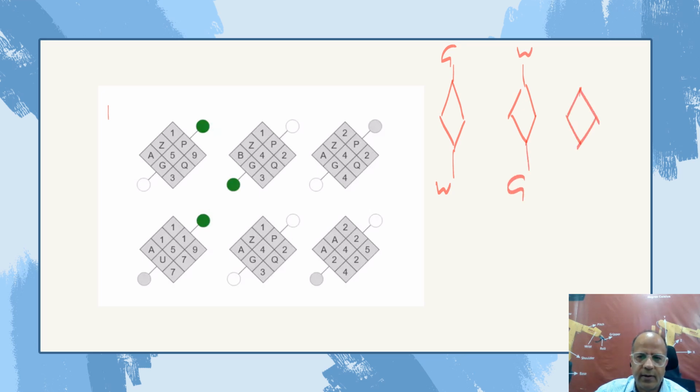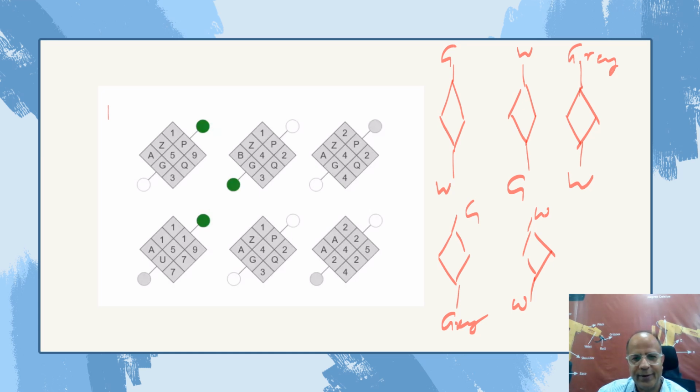Then there is gray at top and white at bottom. And then we have green at top and gray. And then we have white and white. And then we have white and gray. Okay, that's another one, white and gray. So all of them are different. That's for sure. So that's where the complex things are. Based on this, you need to figure out what is the difference among all the six. That's how things are going to be.